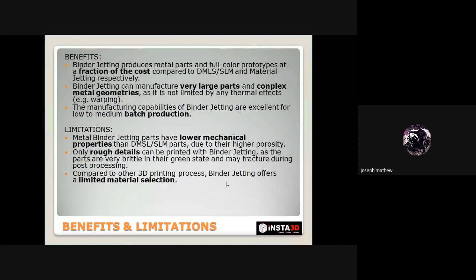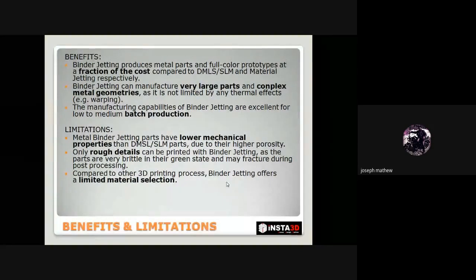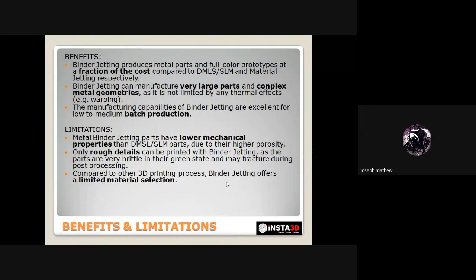binder jetting 3D printer. And only rough details can be printed in a binder jetting printer, and it is in the green state, very raw in nature, and may fracture during post processing. So high care should be taken when we are post processing a binder jetted part. So the material selection is also very much limited in terms of the materials provided. Third-party materials cannot be used in the 3D printer, which is a big disadvantage in the binder jetting 3D printing process.